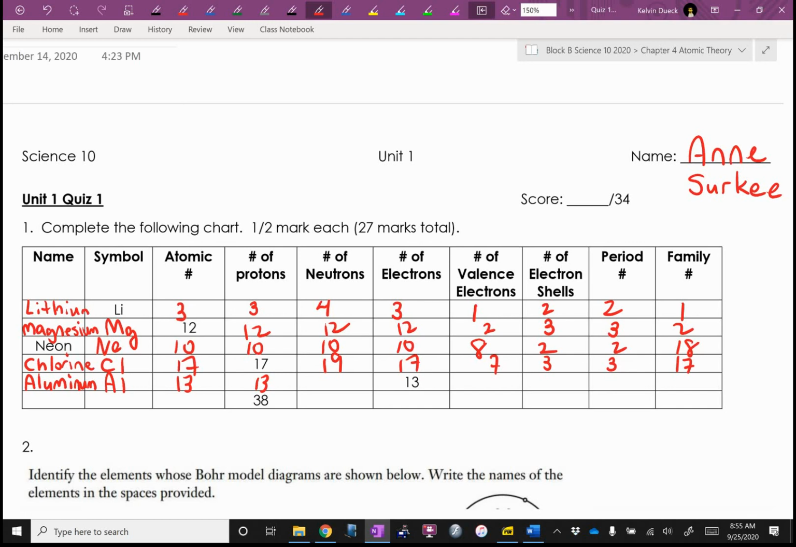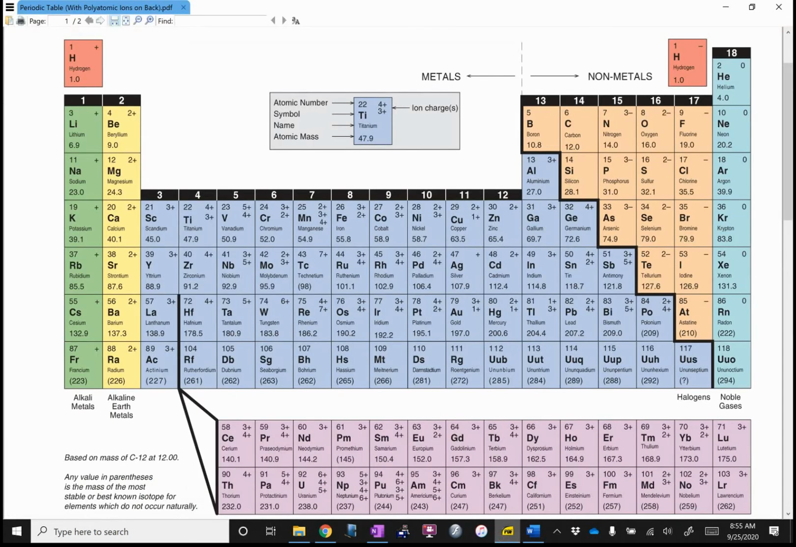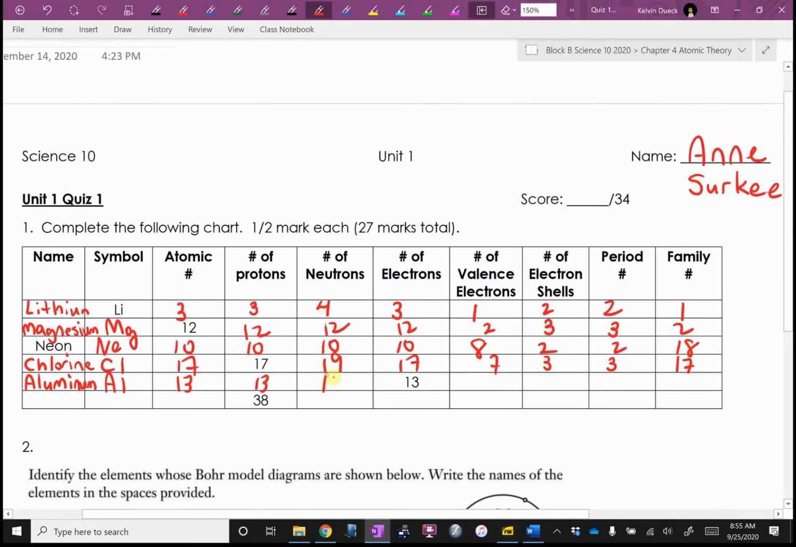Number of neutrons. What's aluminum's atomic mass? 27? So 27 take away 13. Is it 14 neutrons? Now I've got to check. Aluminum. Yeah, 14 neutrons, right? I was worried for a second.